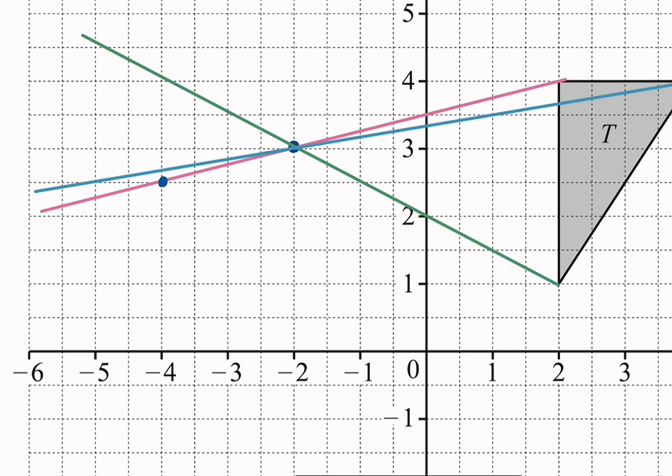And then for the blue line, from this to this is 6. Therefore, from this to this is 3. 1, 2, and 3. This one. Therefore, your second dot will be this one.